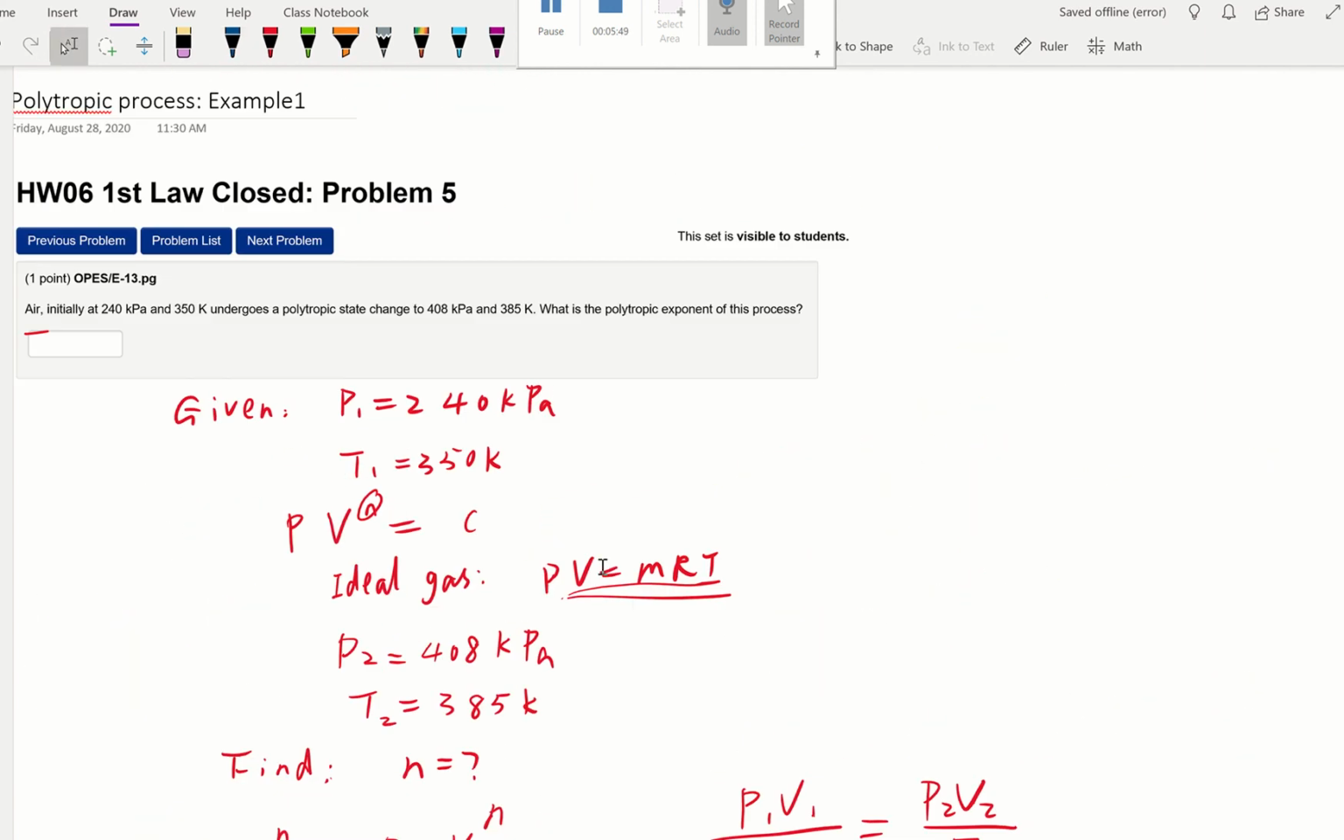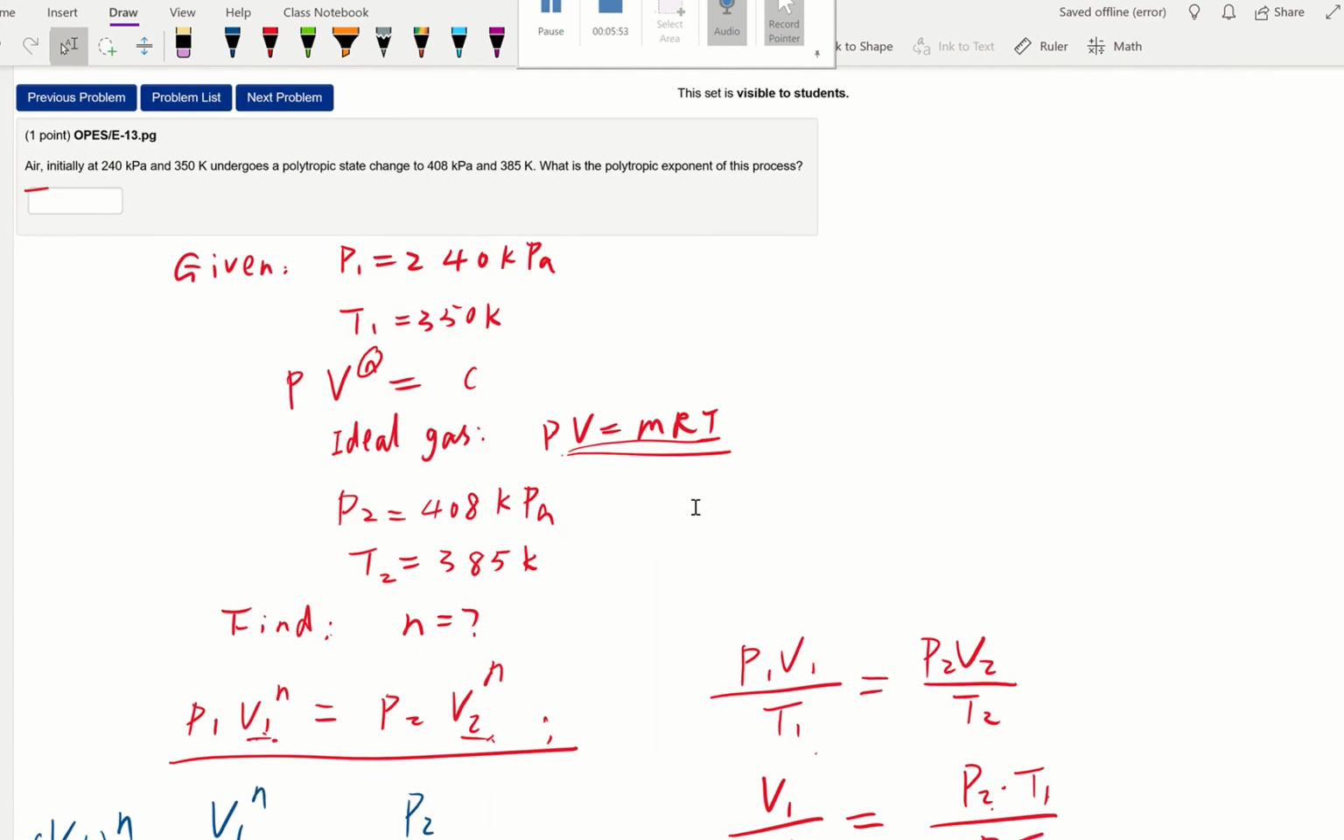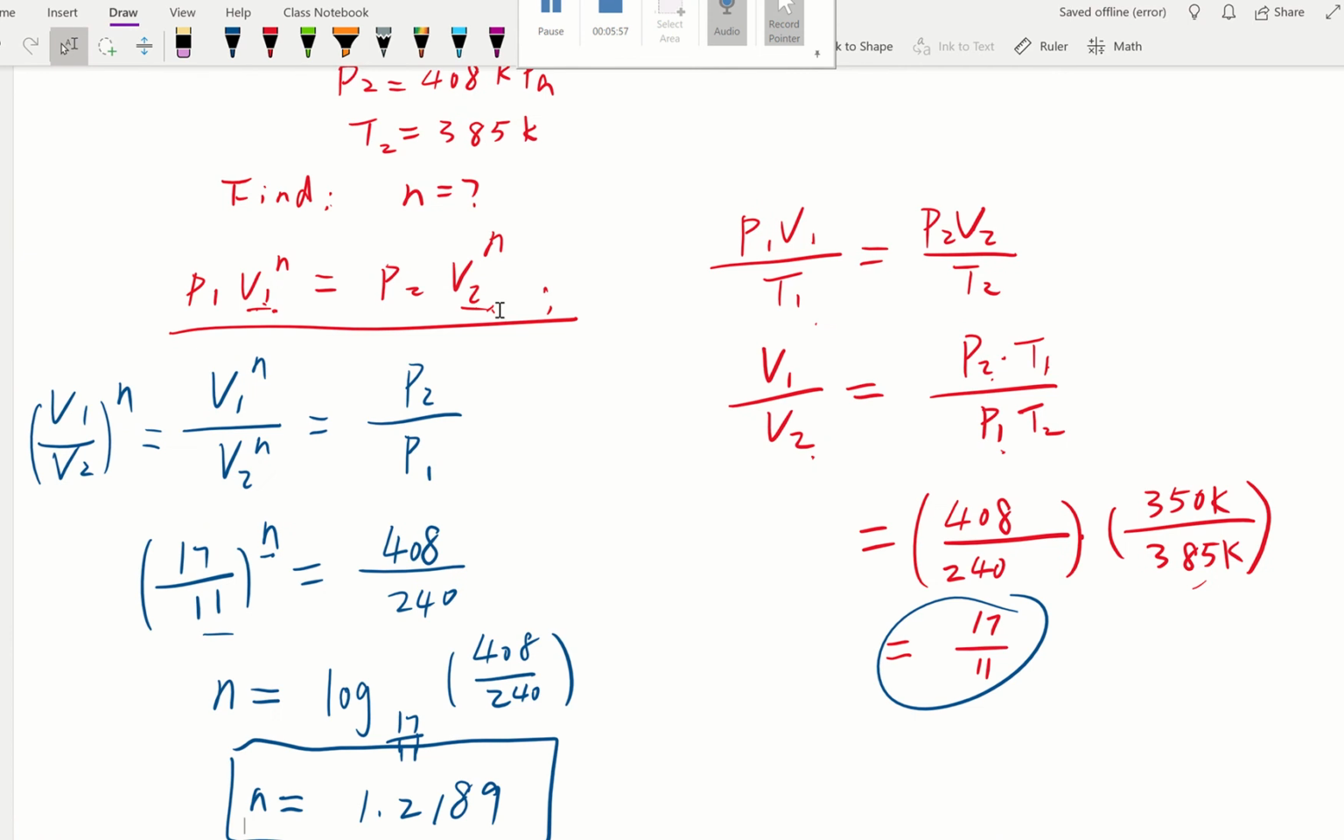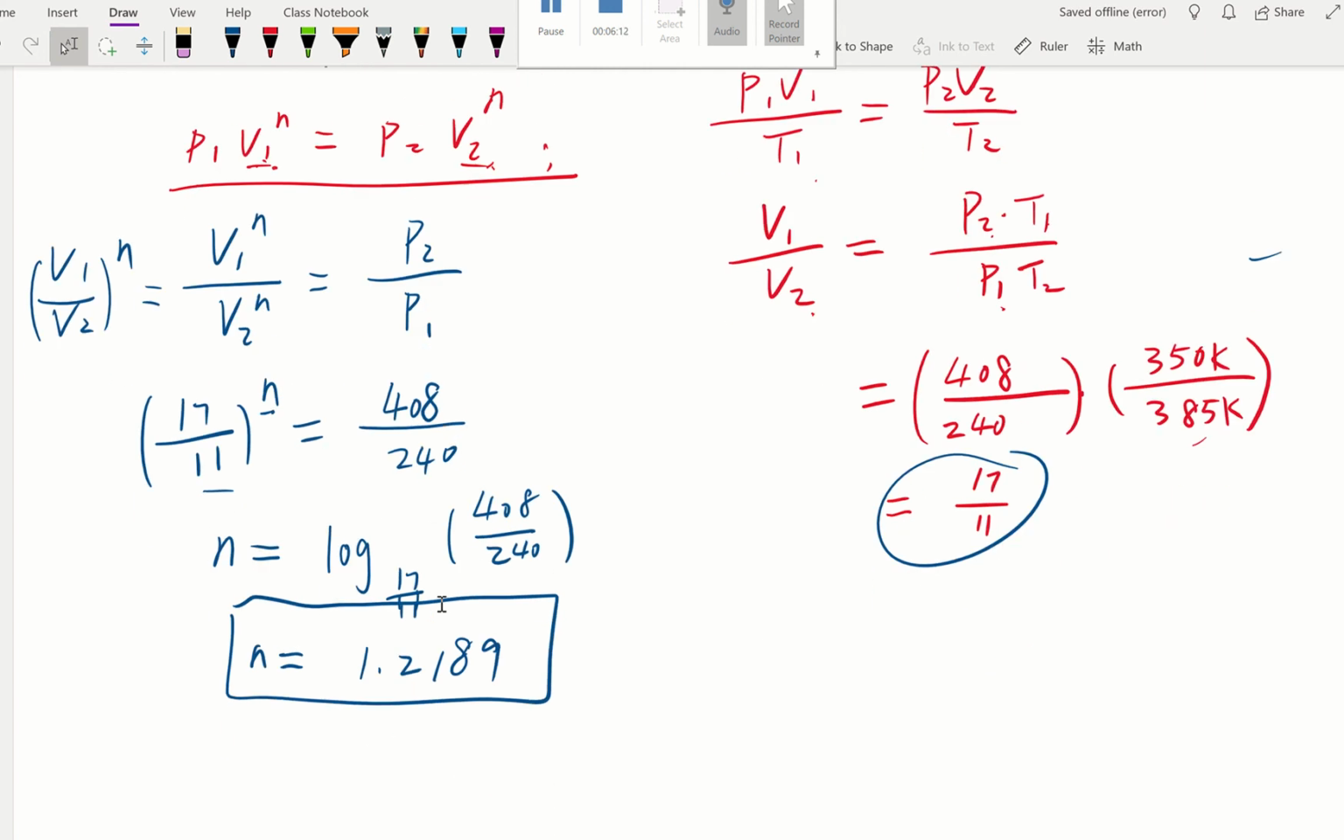So, a quick recap for this problem. It's a polytropic process and it's air, so we can still use the ideal gas equation. In order to find n, we need V1 and V2. Instead of finding the absolute value of each one, we can use the ideal gas equation to find the ratio of V1 over V2. And then we plug it in, and we can solve for n.